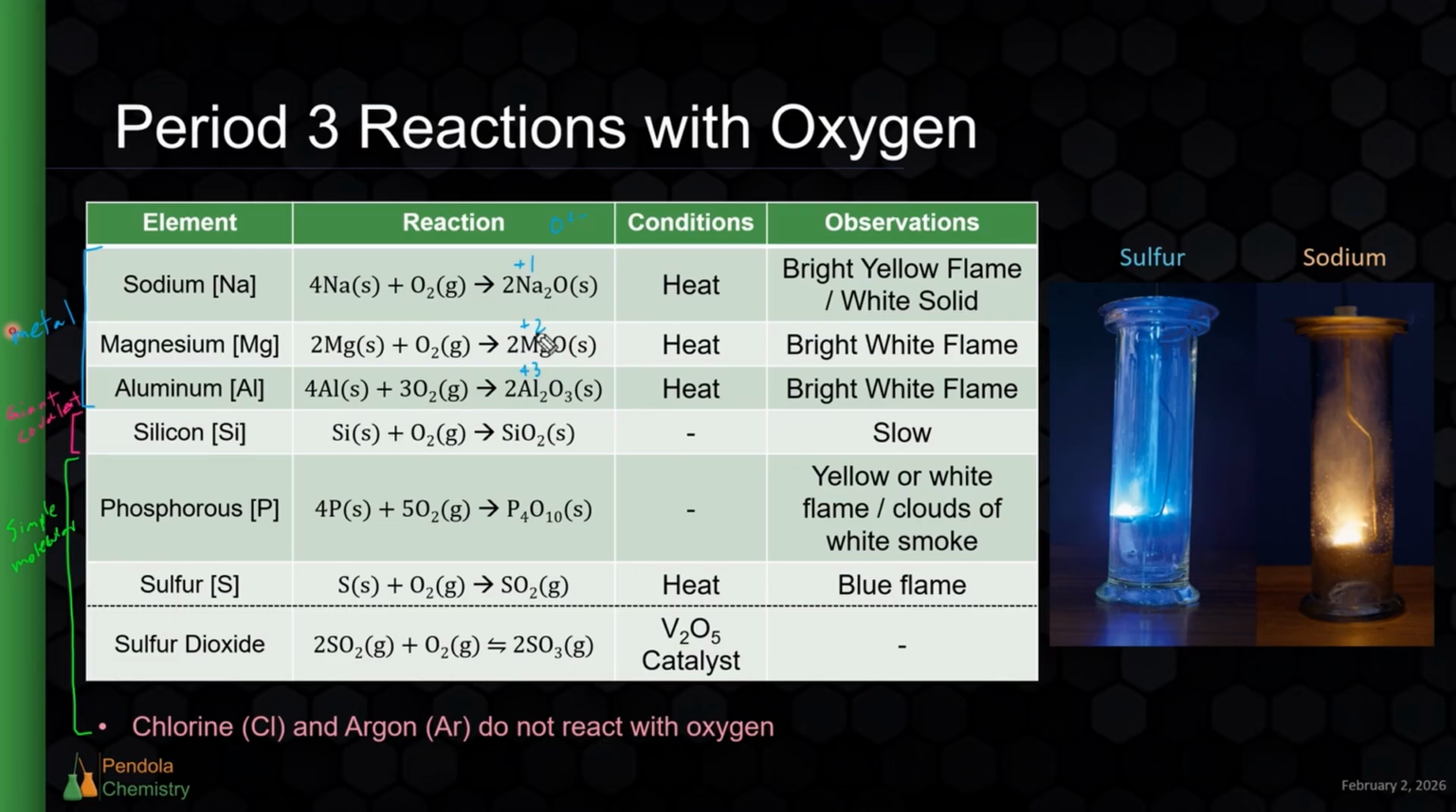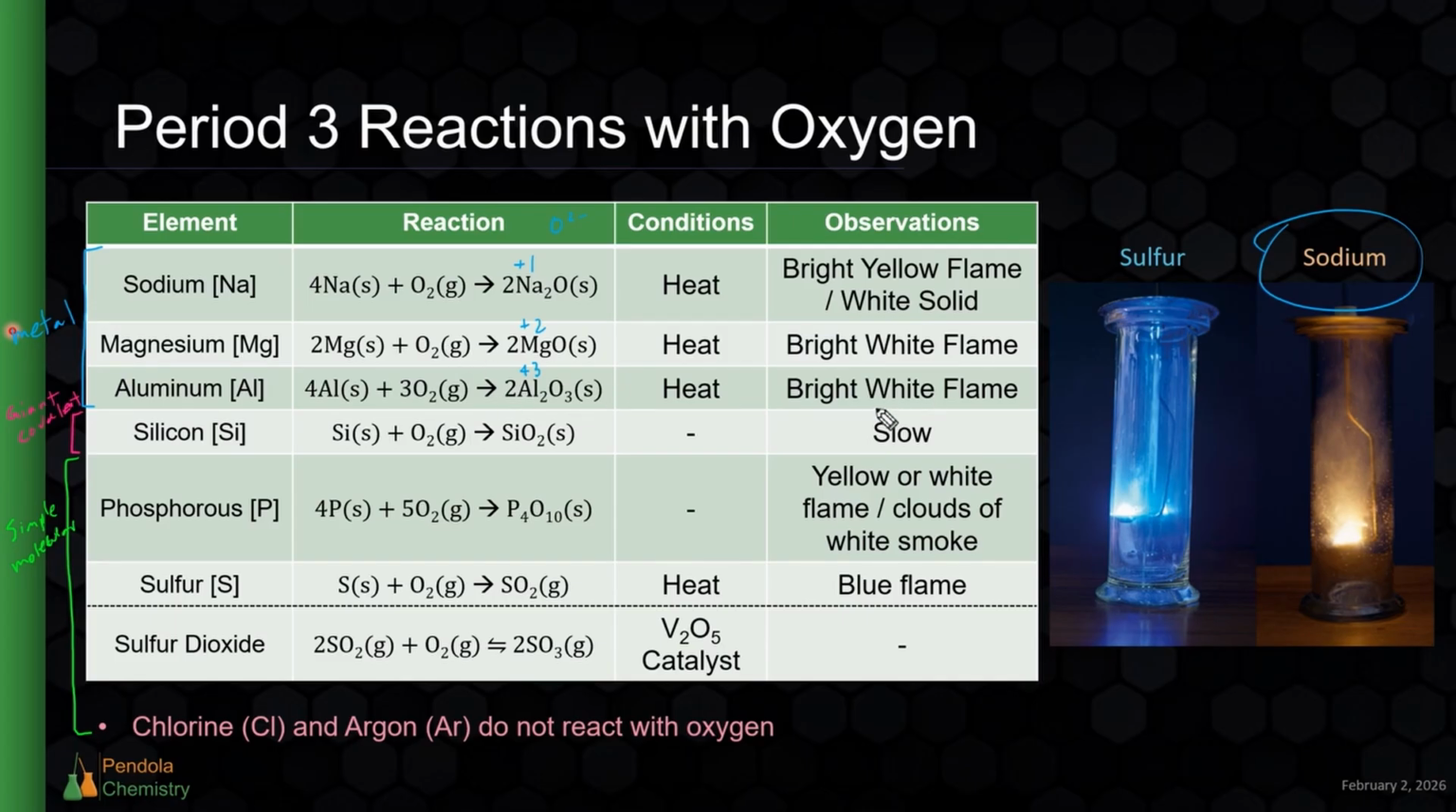Now, these all do require heat as a condition, because like I said, we're burning the sodium, the magnesium, or the aluminum. And we do see slightly different observations. When we burn the sodium, not only do we see a white solid being formed, which will be the sodium oxide, we see a bright yellow flame. And this is important because sodium creates a bright yellow flame when it burns. That's a very key indication that this is a sodium reaction. So that's something that you should remember.